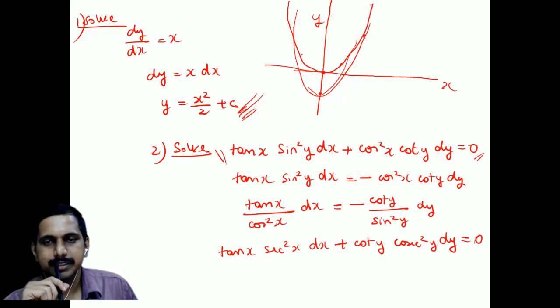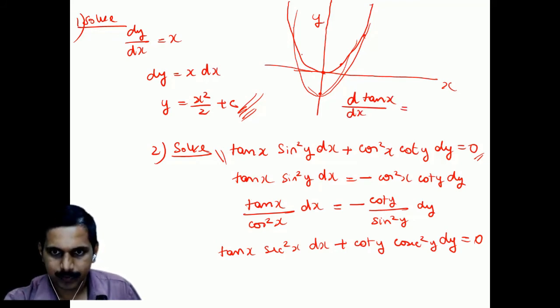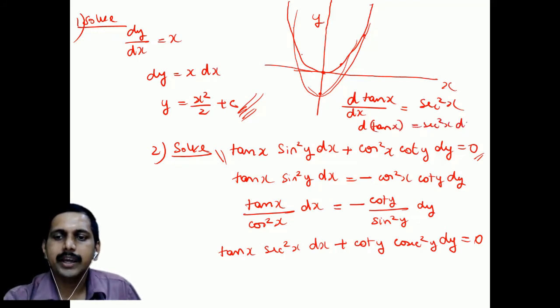Come on, students. Tell me what is the answer here. When you differentiate tan, what is d/dx of tan x? What is d/dx of tan x, students? Come on. It is sec square x, is it not? So what is d of tan x? d of tan x is equal to sec square x dx.